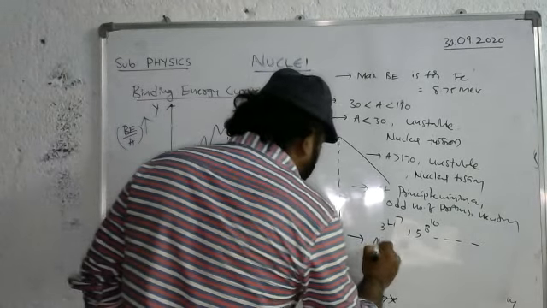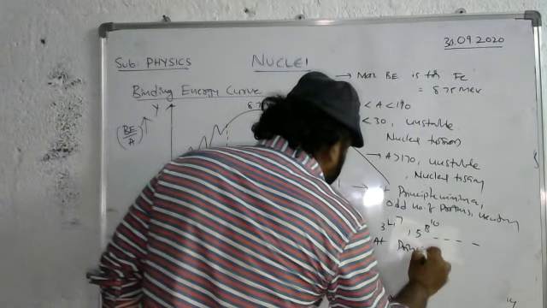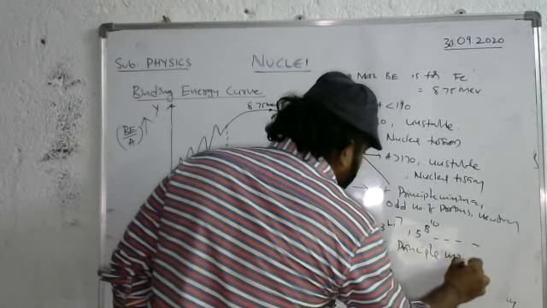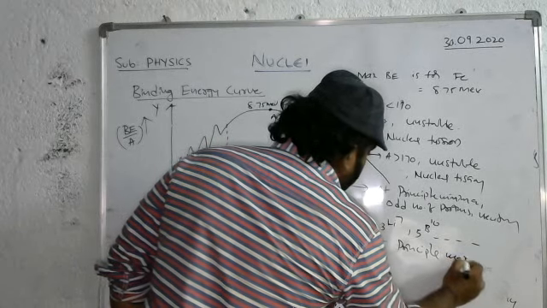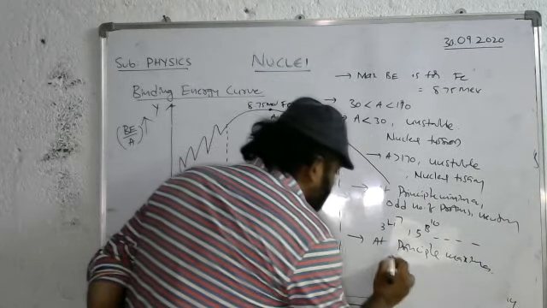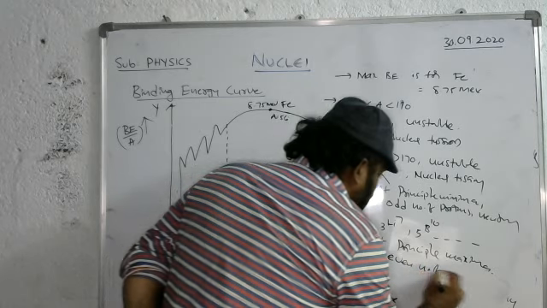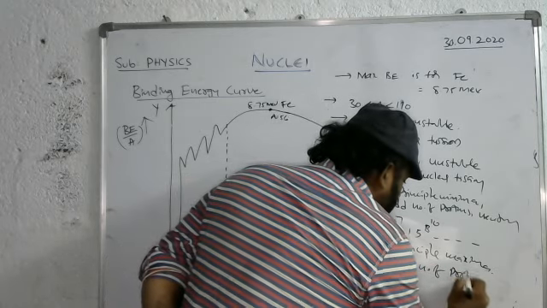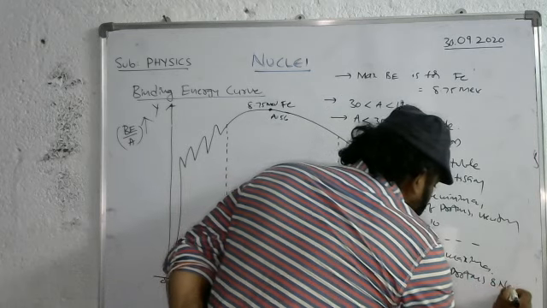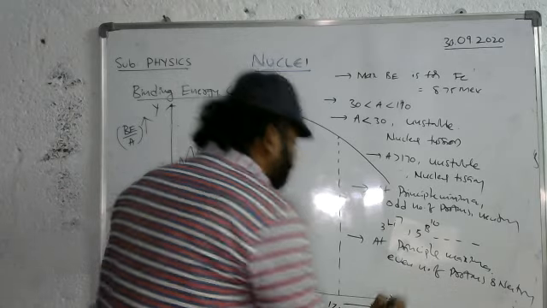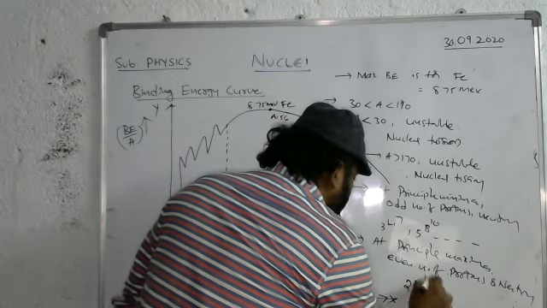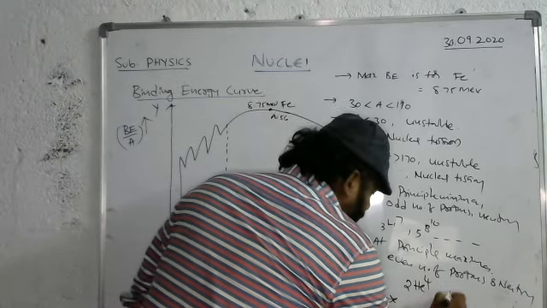At principal maxima, there exists a nuclei with an even number of protons and neutrons. Let it be 2He4, 4Be8, like this. These types of elements are at the principal maxima.